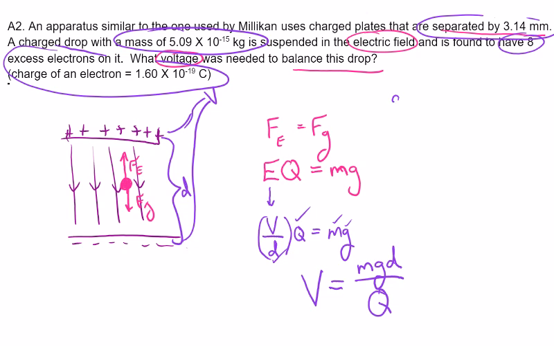So my plate separation, D, I know is 3.14 millimeters. I just tack on a 10 to the minus 3 meters here. And then my charge, which is the charge of the drop, it actually might be better to write this as a lowercase q because it's kind of like a test charge in there, but I'm not going to worry about it right now, is 8 electrons. So 8 times this 1.6 times 10 to the negative 19 coulombs. And then I can put in the mass, which is already in the right units, and we're good.